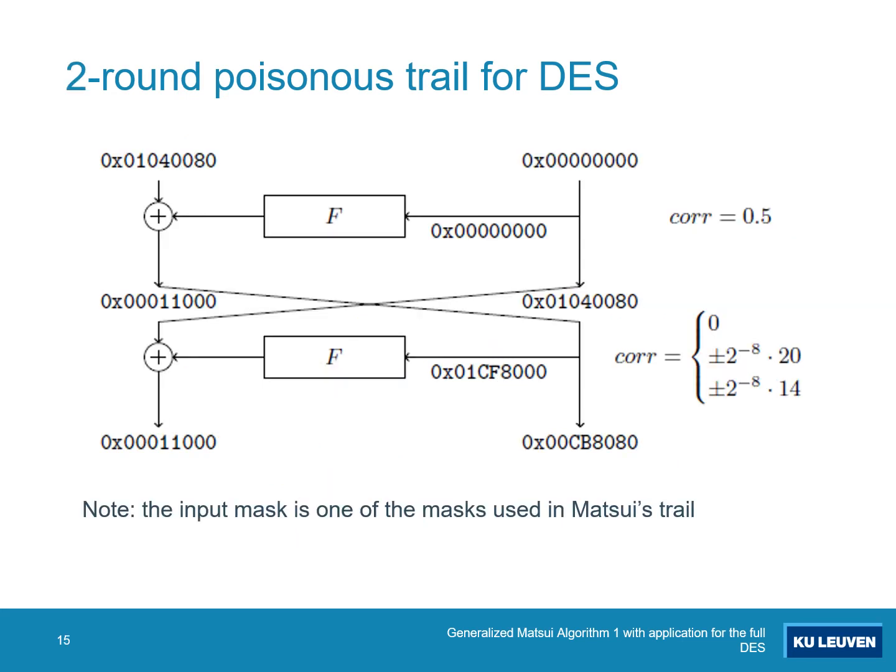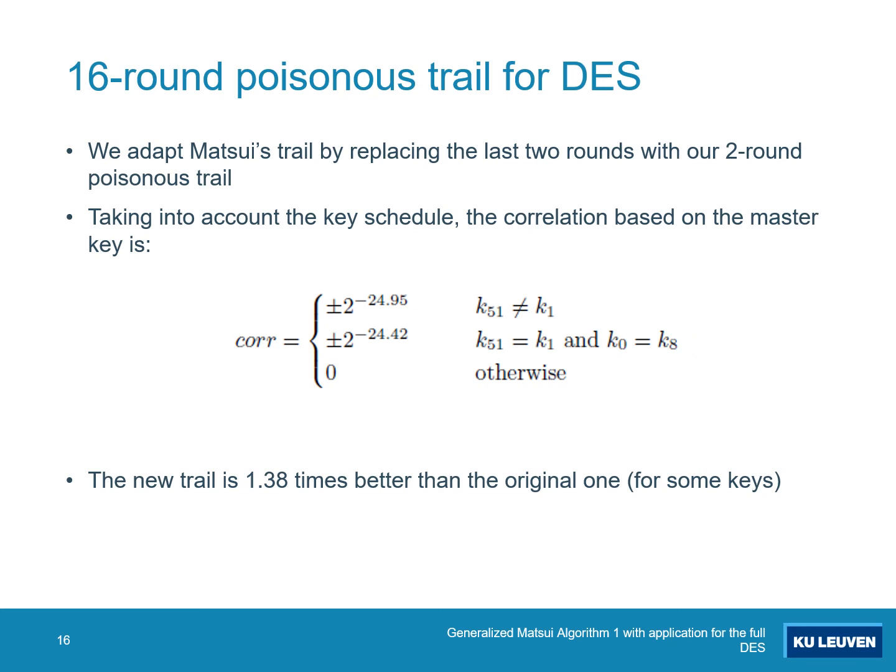We extended our 1-round linear approximation to a 2-round poisonous trail by adding 1 more round on top of the poisonous trail presented before. Note that the input mask of the first round is one of the input masks used in Matsui's trail. We therefore managed to adapt Matsui's trail by replacing the last 2 rounds with our 2-round poisonous trail. By taking into account the key schedule, the correlation of the 16-round trail based on the master key is presented on the slide. Our new trail is 1.38 times better than the original one for some keys.